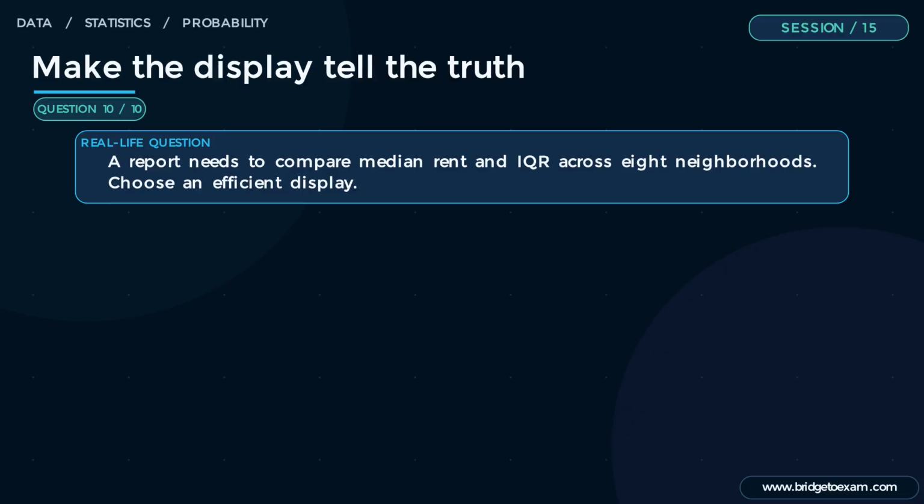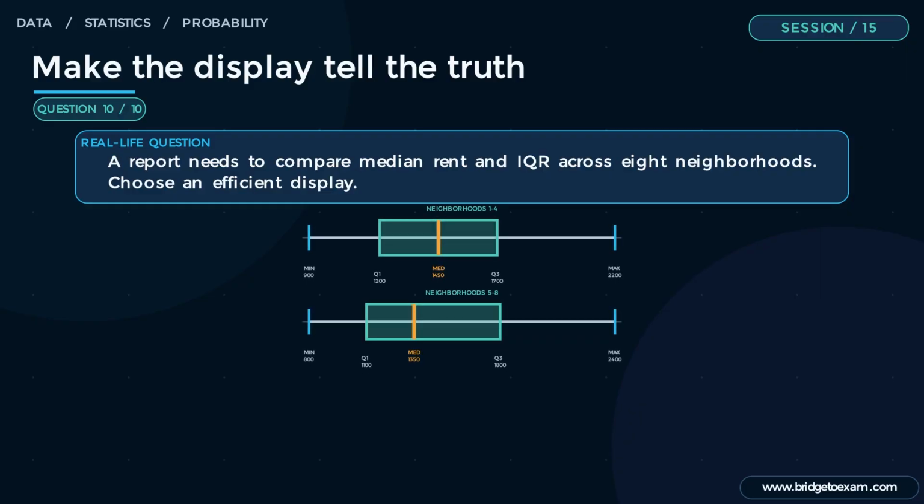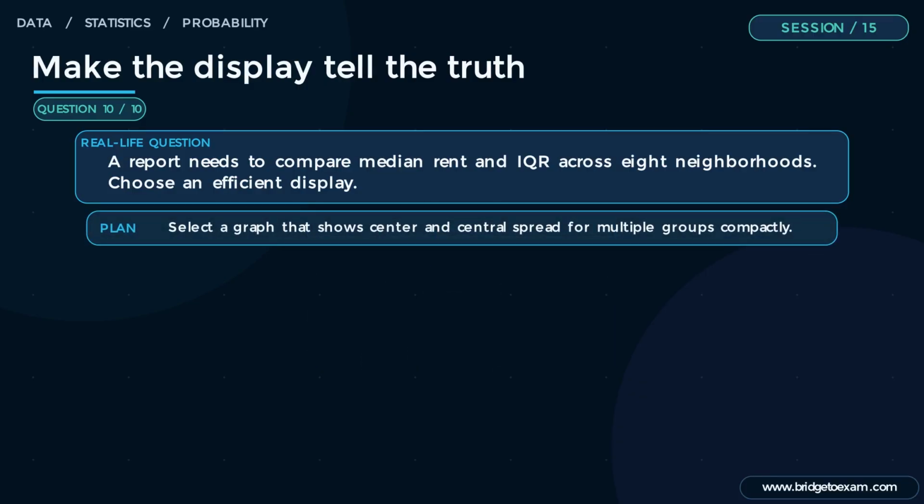Example 10. A report needs to compare median rent and IQR across 8 neighborhoods. Choose an efficient display. The box plots align median and interquartile range on a common scale. Plan. Select a graph that shows center and central spread for multiple groups compactly.